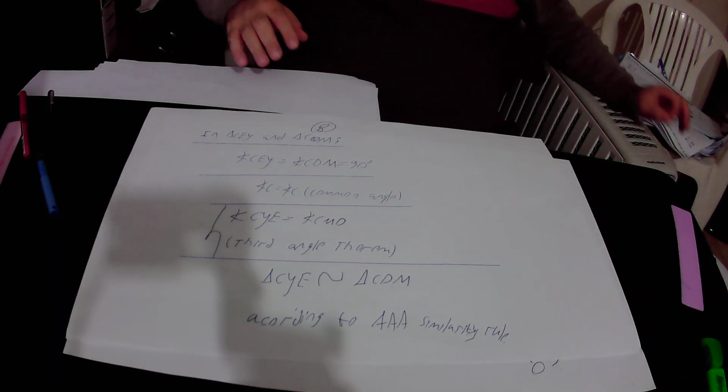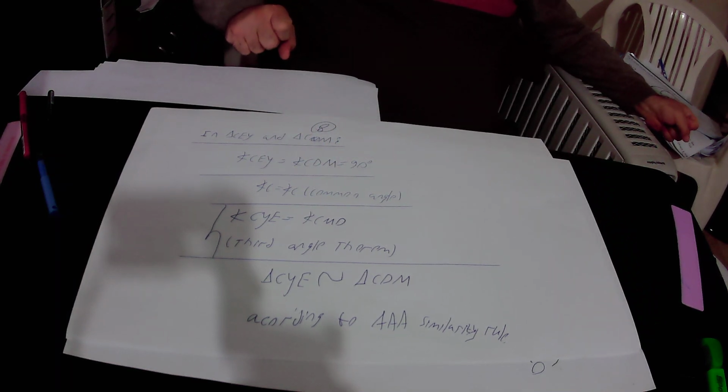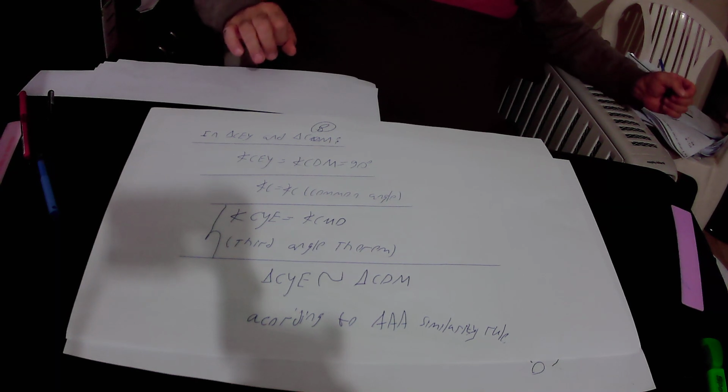What is the third angle theorem? The third angle theorem is that if you have two angles in one triangle that are congruent to two angles in another triangle, then the third pair of angles must also be congruent.